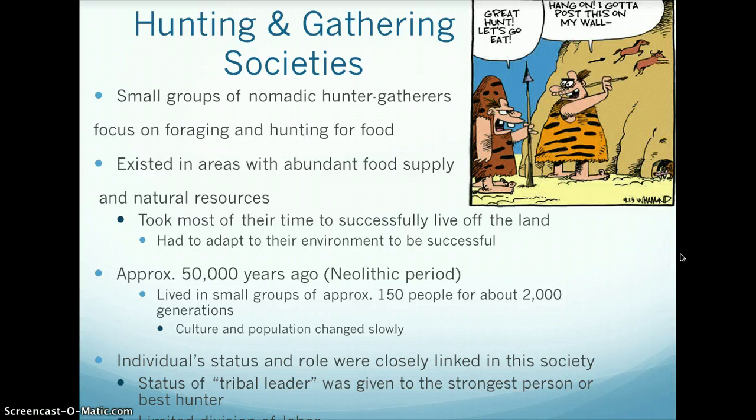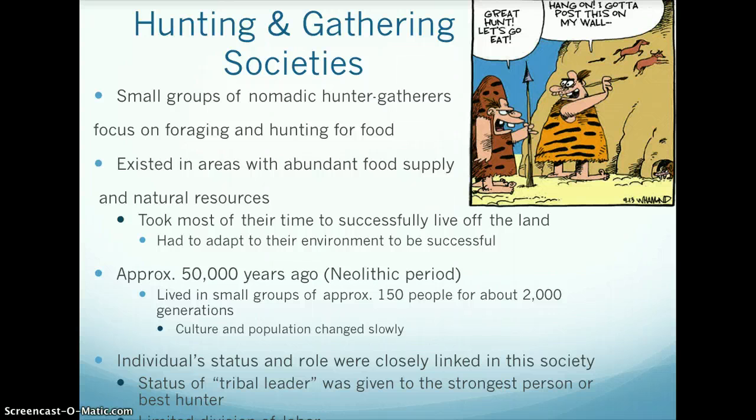So that left for everyone else to become mostly a follower, as there was a limited division of labor. So either you were the leader or you were followers, and all you did essentially was spend your time looking for food. So there really wasn't a whole lot of other labor to worry about.